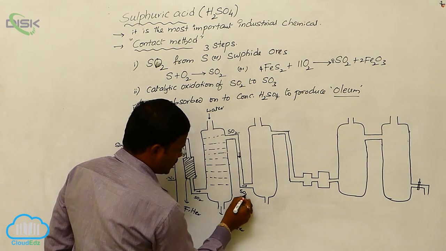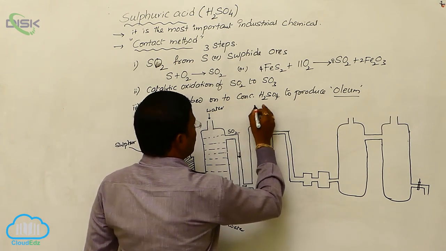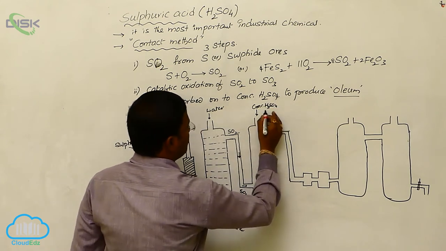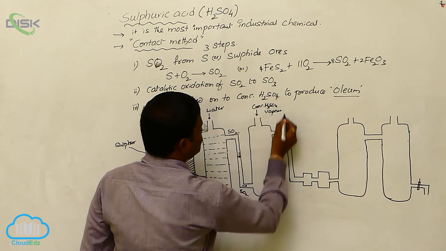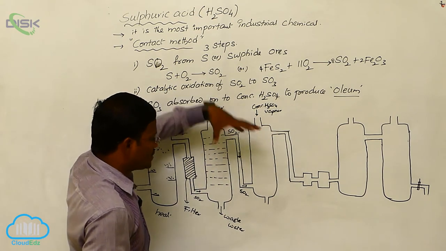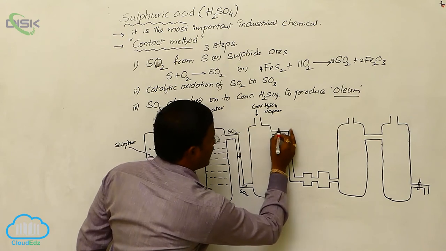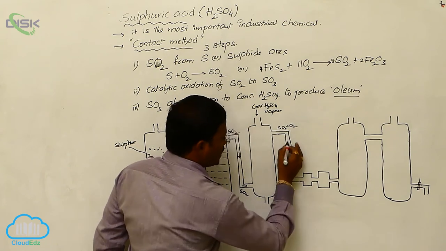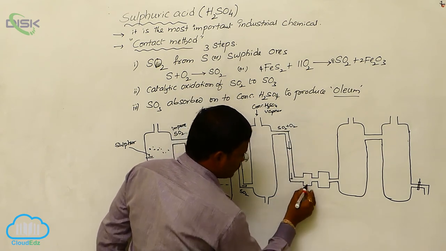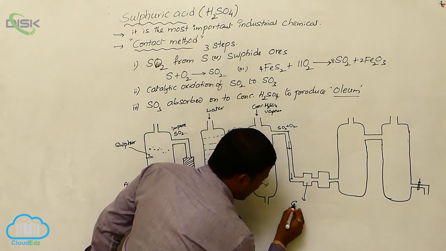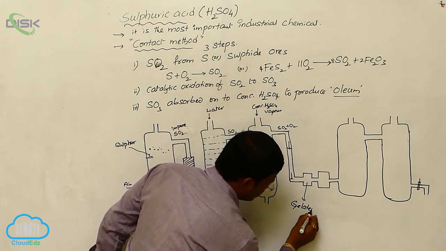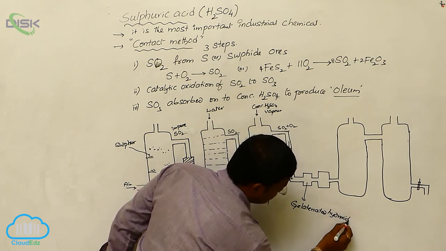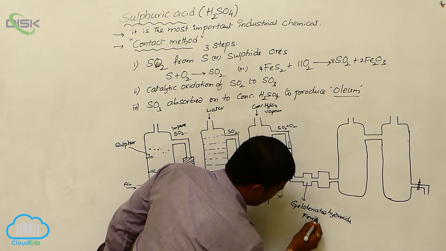Now this sulfur dioxide is reacted with H2SO4 vapors, or pumping of H2SO4. It is like sprinklers. So it is applied here and converts into sulfur dioxide plus oxygen. Now the resulting mixture slowly enters the gelatinous hydroxide, that is ferric oxide.